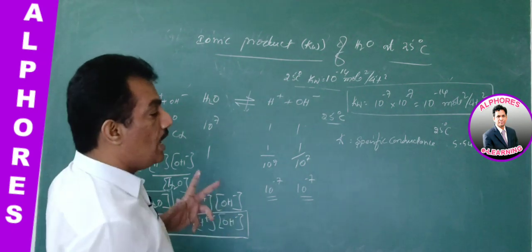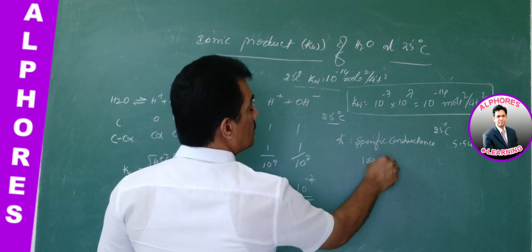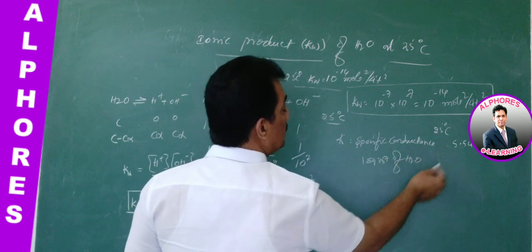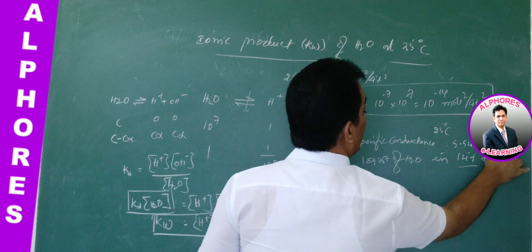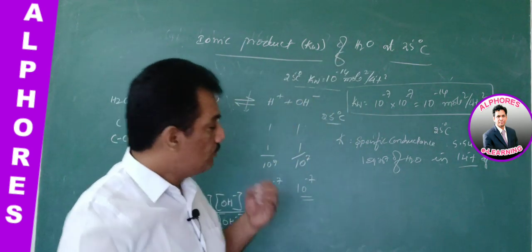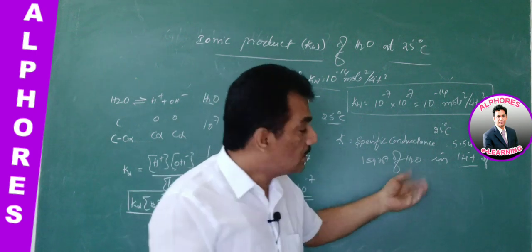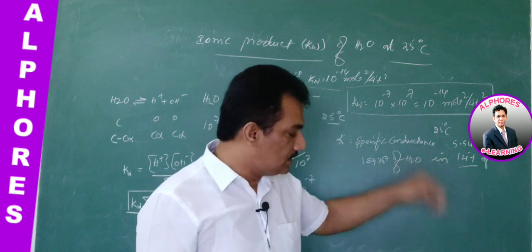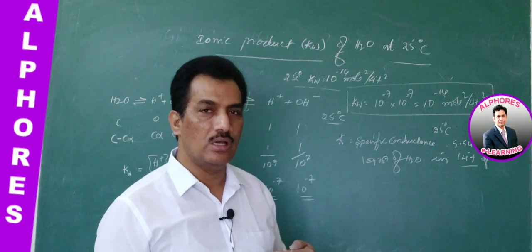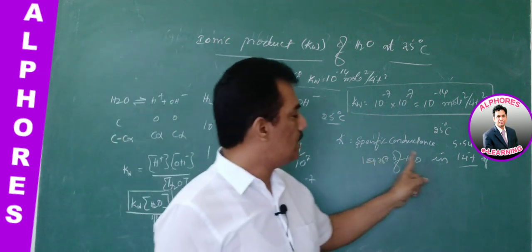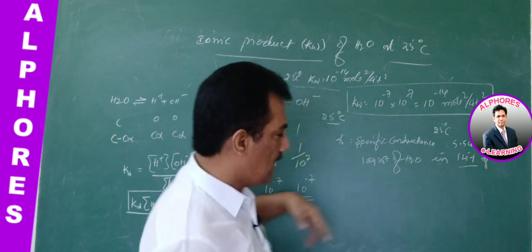Now let us imagine that one gram equivalent weight of H2O is dissolved in 1 liter of water. Don't get confused: the electrolyte present in the solution is water, and the solvent is also water, imaginarily, because it is itself both solute and solvent. Clear? So when 1 gram equivalent weight of water is present in 1 liter of water, we can get the conductance.